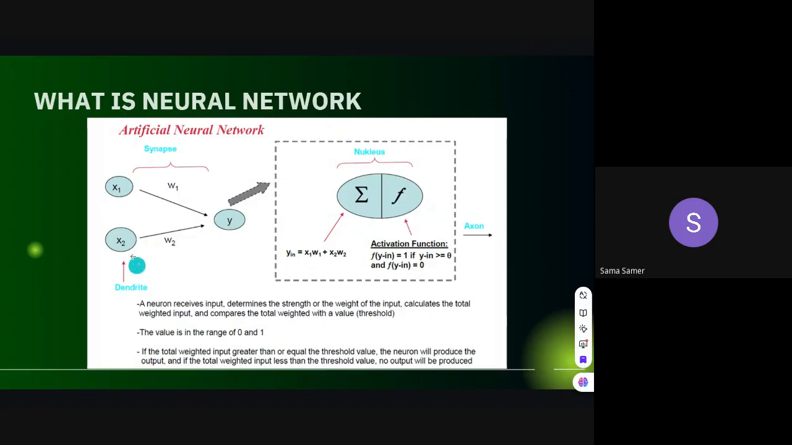The total comes from what? x1 multiplied by its weight plus x2 multiplied by its weight. Then it enters an activation function. An activation function can be a sigmoid function, it can be a ReLU, and it can be many activation functions, and I will be talking about it. The value ranges from 0 to 1, so if it's 1, it will go out. If it's 0, it won't go out. But if we are using a sigmoid function as an activation function here, it will be with a threshold of 0.5. So what is below 0.5 becomes a 0, and what is above 0.5 becomes a 1.